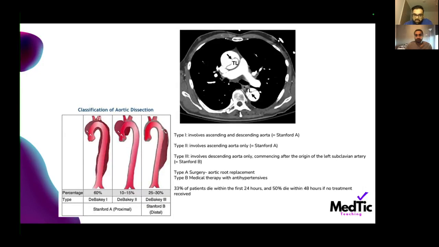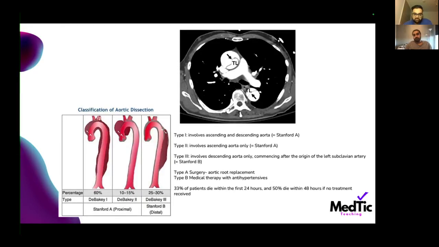According to where the aortic dissection is, will also determine management. So I'm sure some of you may have heard of the Bakey classification or even the Stanford classification for aortic dissection. So you have type 1, which involves the ascending and descending aorta. You've got type 2, which involves just the ascending aorta. And you've got type B, which involves just the descending aorta, and this happens after the subclavian artery.